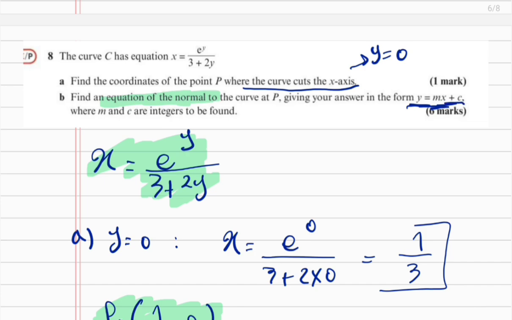Another thing is to always be careful what form you give your answer in, because sometimes the form that you're more comfortable with is not the one that the question is asking for. So always check what the question is asking.